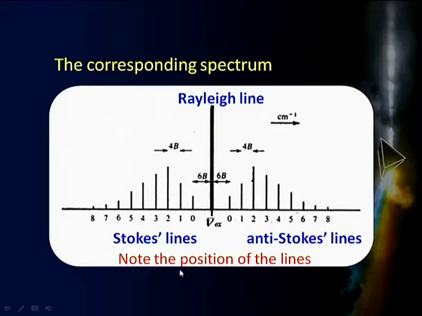Just take note of the position of the lines here. The first line is coming at about 6B from the radiation, and then at 10B, 14B and so on. On this side also, the first line is coming at 6B, then 10, 14, 18 and so on. That means the first lines come at a distance of about 6B, then all subsequent lines will have a separation of 4B. That is the kind of spectrum I am getting.